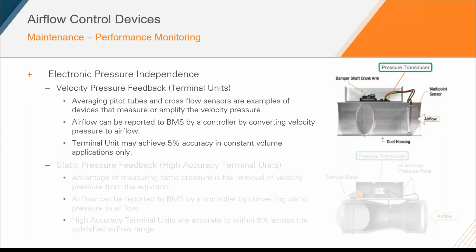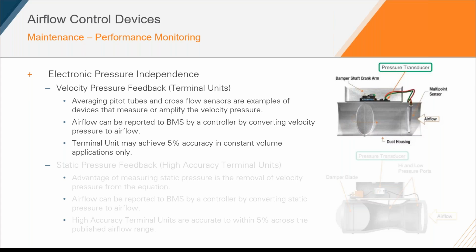So again, in this case, we're really just going to highlight one technology for each. So in this case, for electronic pressure dependence, for performance monitoring with a terminal unit, you're typically going to see some velocity pressure feedback. So again, with your typical standard accuracy terminal unit, the sensor on your inlet may include an averaging pitot tube or a cross flow sensor. And these are devices that help us calculate the velocity pressure. Typically, the controller is going to take the velocity pressure, calculate it to airflow, and then have it reported to the building management system.